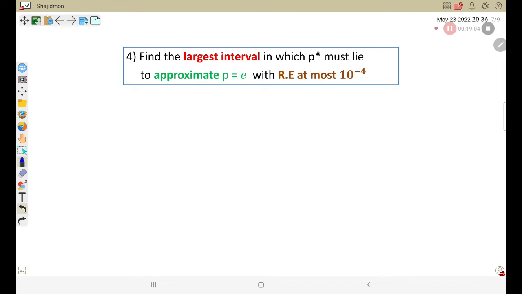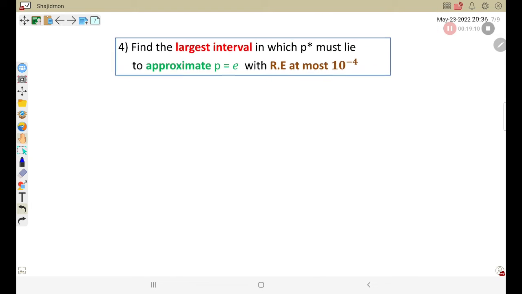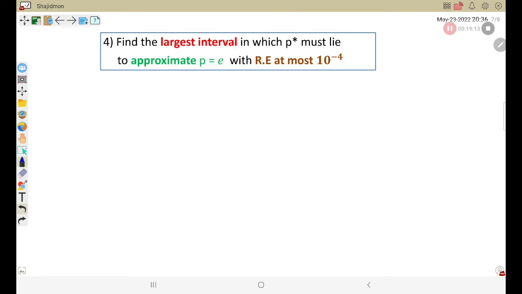Okay, now question number 4. I am writing only the last step, the remaining steps you can practice, correct? So what will be the last step here? Approximate interval. P star is less than or equal to. I hope you got the idea from previous questions how we write the last step. Here the relative error is at most 10 power minus 4. So for the maximum side, first write the number E, then plus the same E number multiply the error number, multiply 10 power minus 4. This is the maximum side.